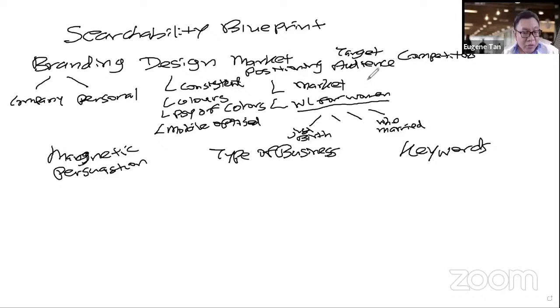So next, we come to the target audience. As simple as, can you map it to a person? For example, your niece, right? Can you map to her?